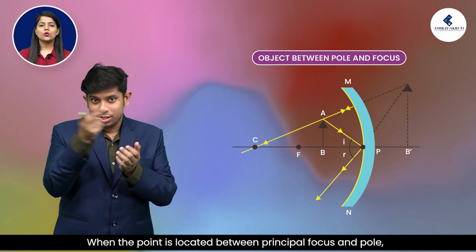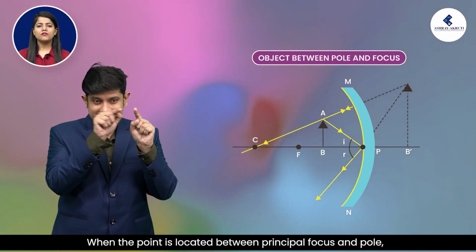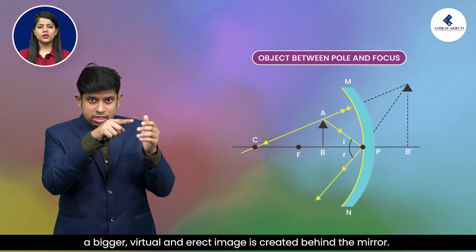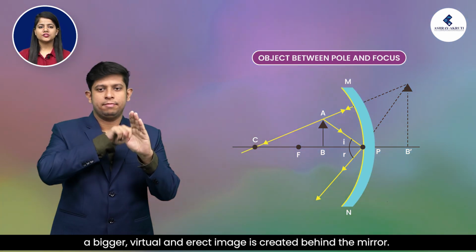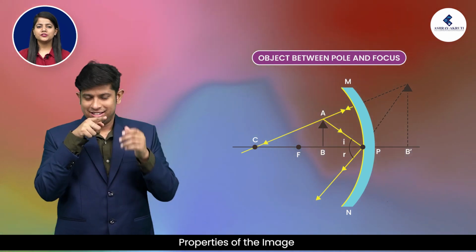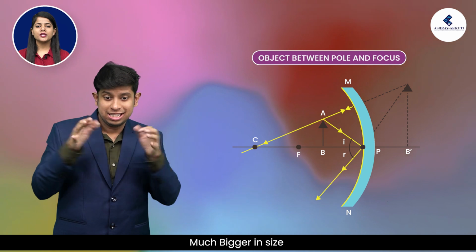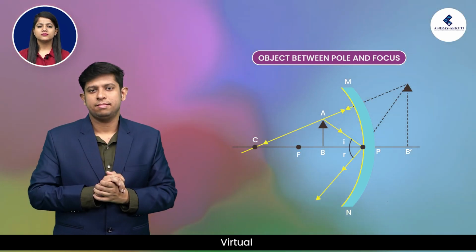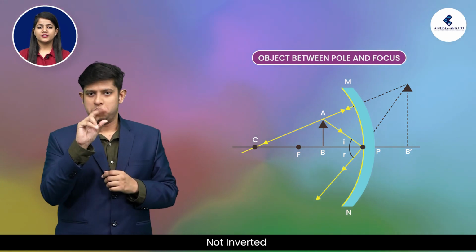When the object is located between principal focus and pole, a bigger, virtual and erect image is created behind the mirror. Properties of the image: much bigger in size, virtual, not inverted.